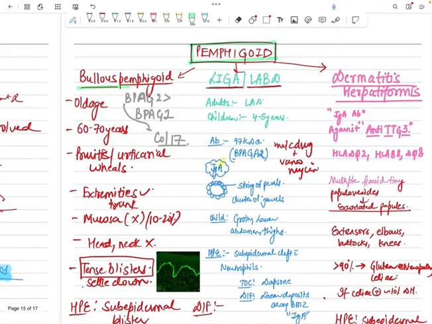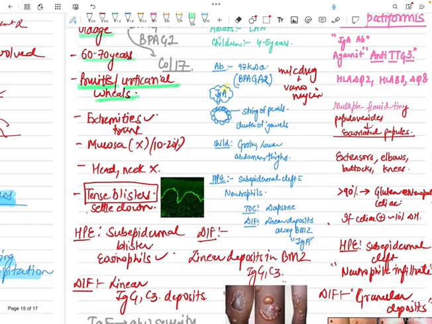So the first disease you must know, bullous pemphigoid. How do you identify? There will be an old age person, 60, 70, although in India 50, 60 year old people can also have bullous pemphigoid. So they will give a history of pruritic urticarial wheals. Followed by that, they will obviously develop tense blisters, right? This is a subepidermal disorder, right?